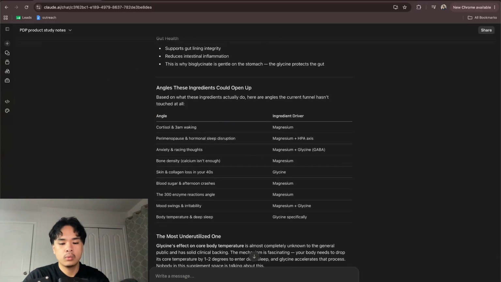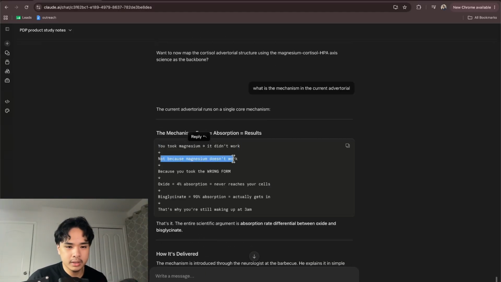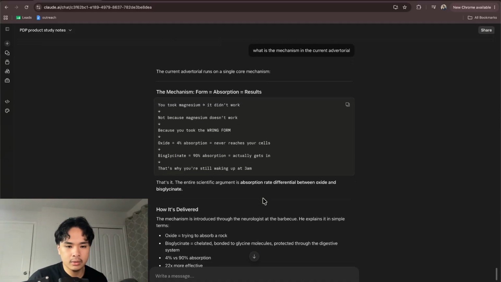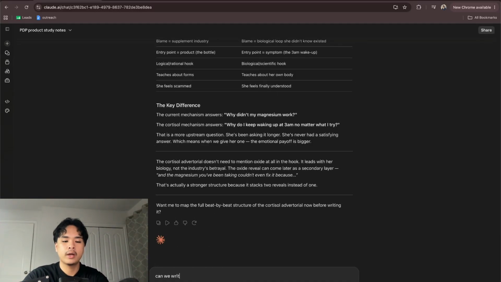Stress and cortisol. What is the mechanism in the current advertorial? Okay, it's not because magnesium doesn't work. You took the wrong form. The oxide never reaches your cells. The glycinate, which is another ingredient I'm assuming, actually gets in, which is why you're still waking up at 3 a.m. Can we write an advertorial explaining cortisol, focusing on a mom's story?